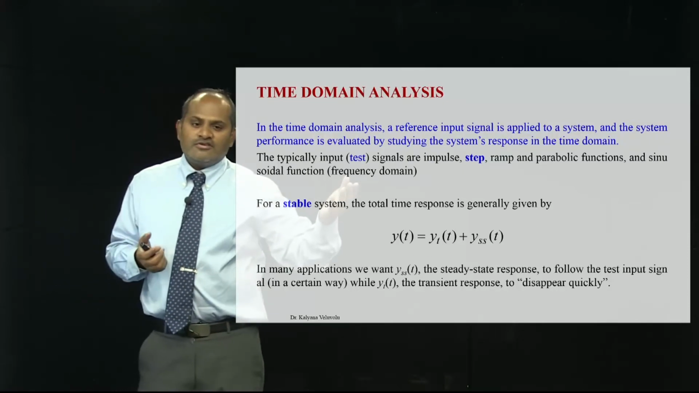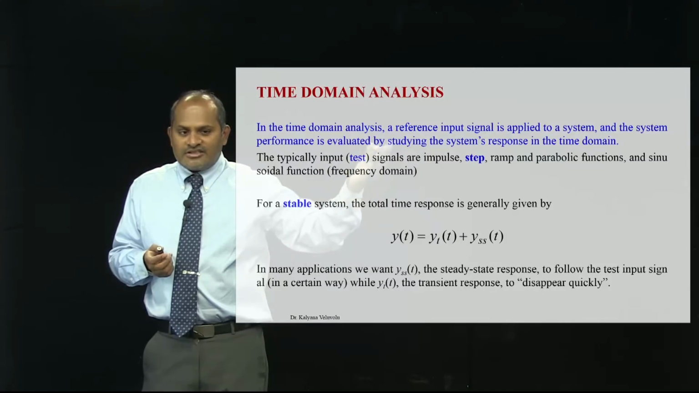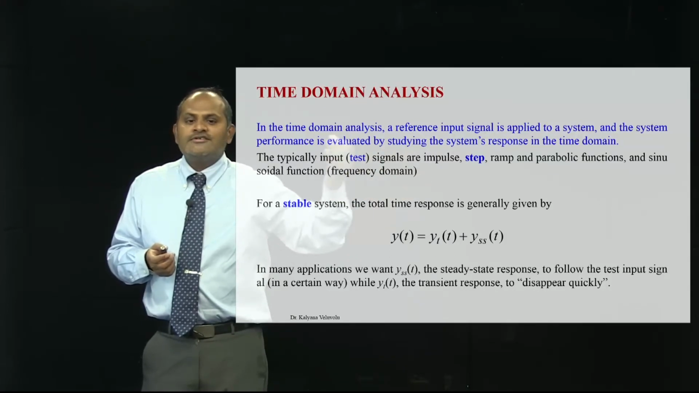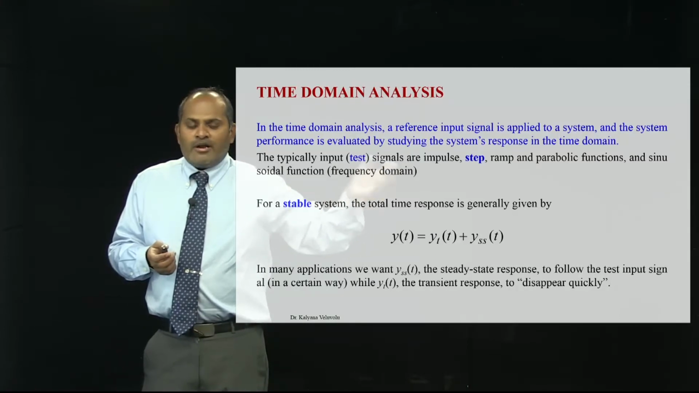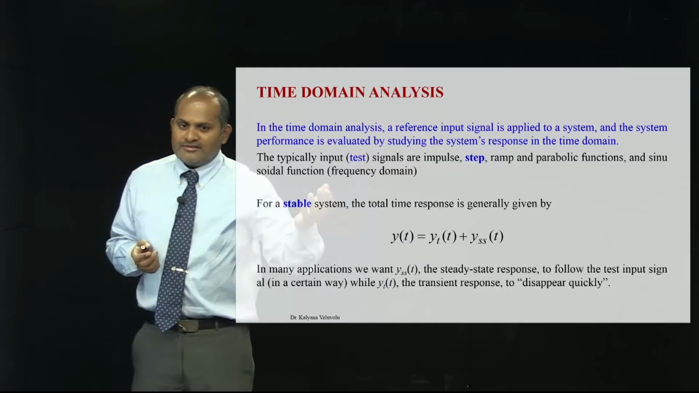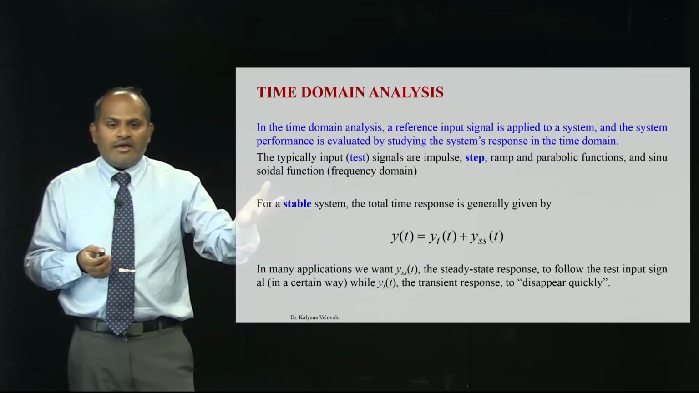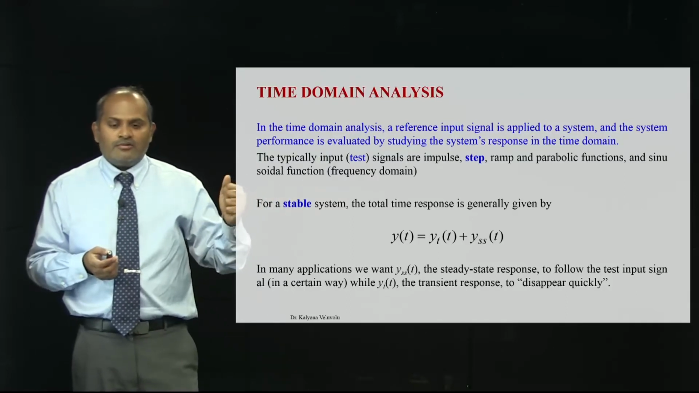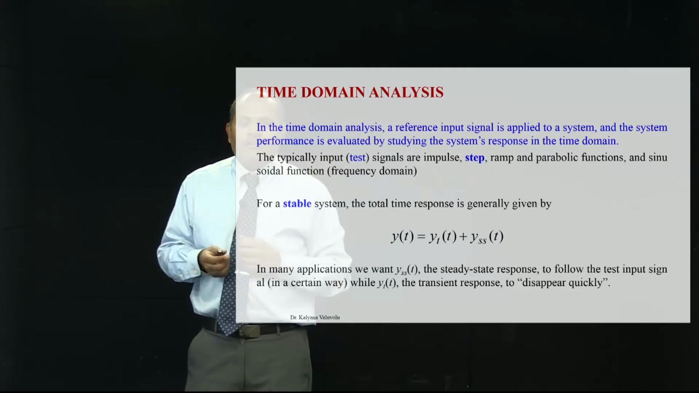Some of the test signals are impulse, step, parabolic function, and sinusoidal functions. Step, ramp and parabolic functions are time domain functions, and the sinusoidal function is a frequency domain function, which we will discuss at the end of automatic control. So in this lecture, we are going to focus on step, ramp and parabolic functions.